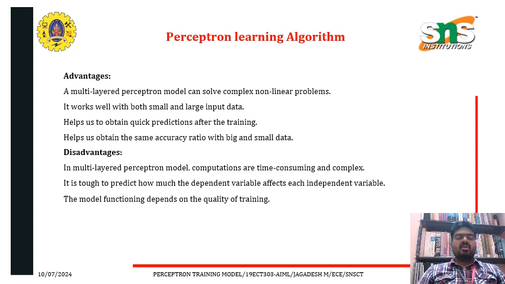So, the advantages and the drawbacks. When it comes to the advantages, a multi-layered perceptron model can solve complex nonlinear problems. It works well with both small and large input data, helps us obtain quick predictions after the training, and helps us obtain the same accuracy ratio with big and small data. The drawbacks are that in a multi-layered perceptron model, computations are time consuming and complex. It is tough to predict how much the dependent variable affects each independent variable. The model functioning depends on the quality of the training.